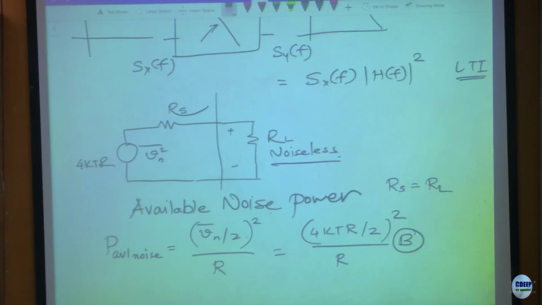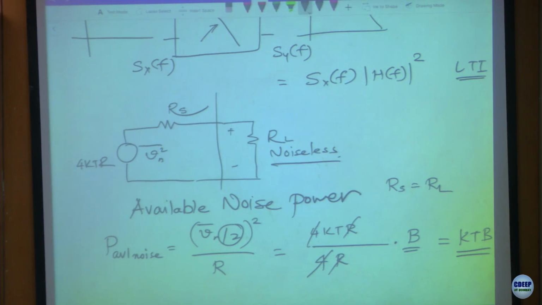Good catch, very good catch, I made a mistake right here. So this should be 4kTR, and there should be 4 on the bottom, this divide by 2 should show up as squared, and Vn square will be 4kTR, and then we will multiply by bandwidth. So 4R goes away, and what do we get? kTB. This has significance.